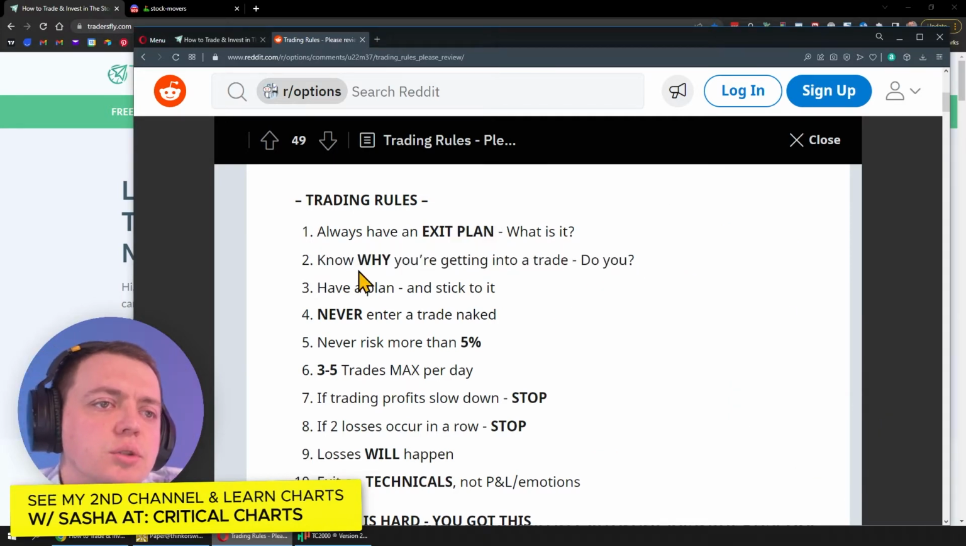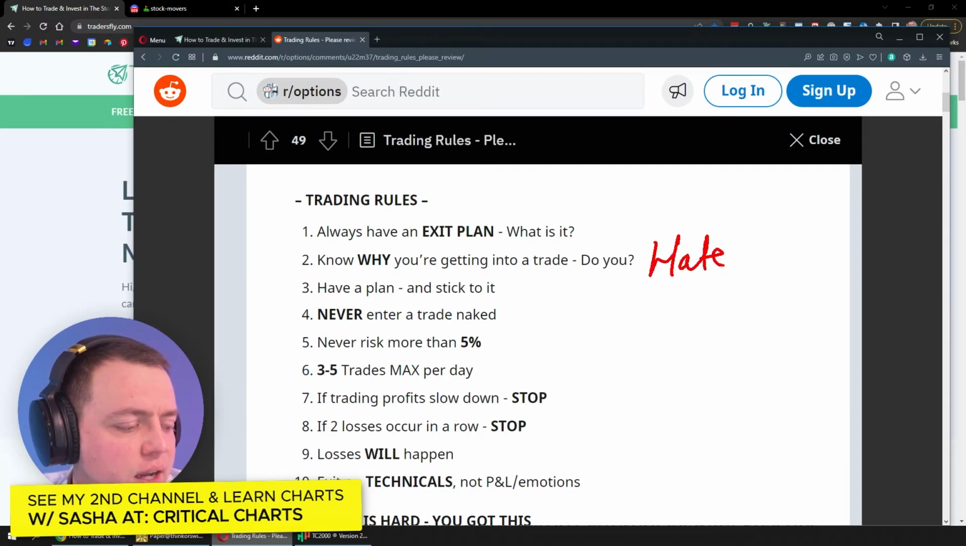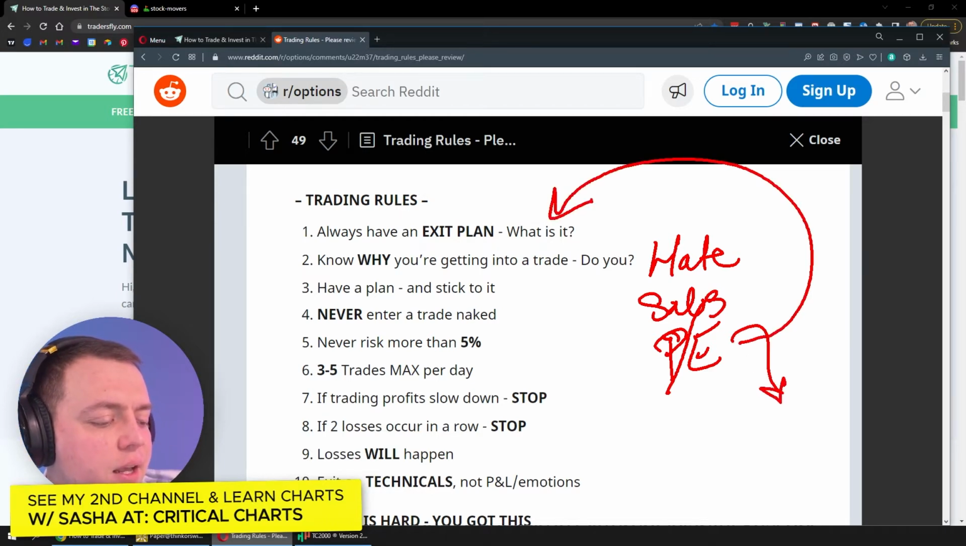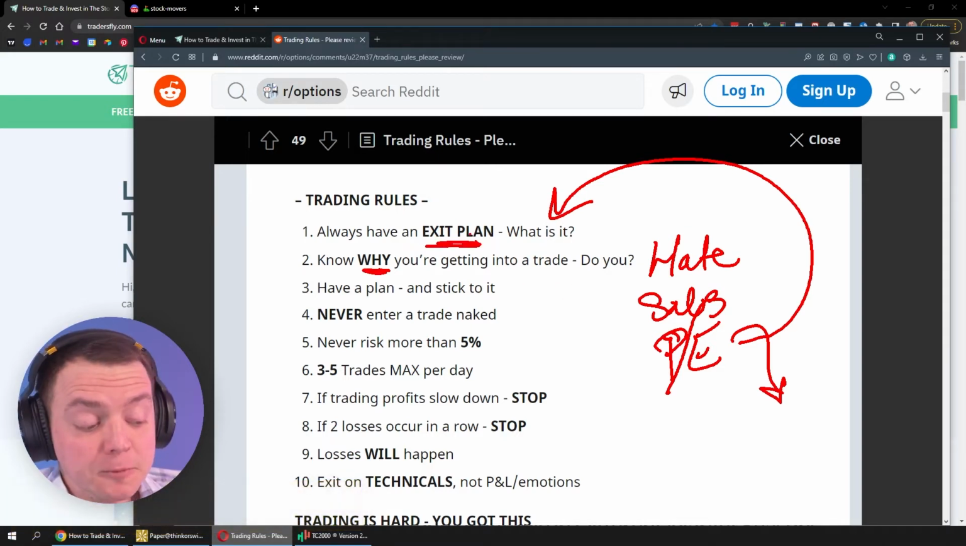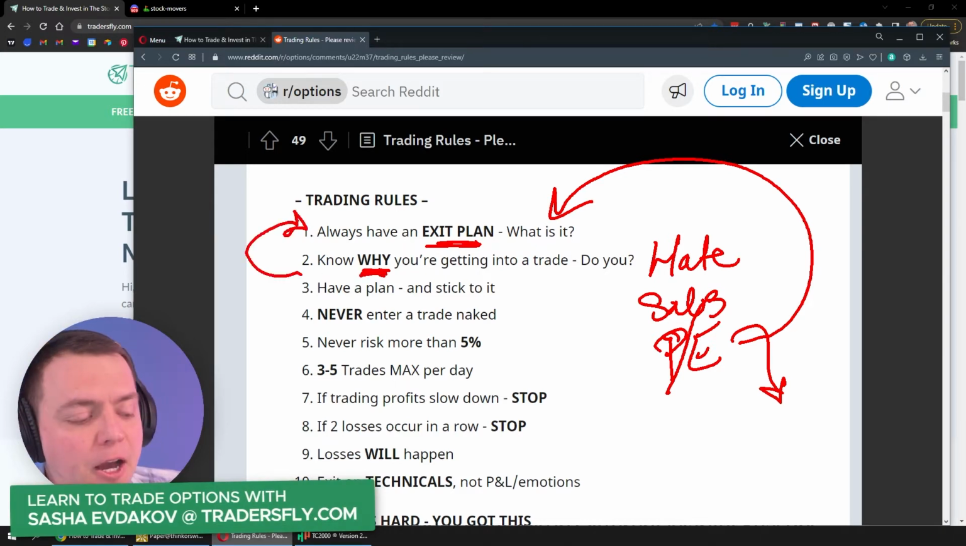Know why you're getting in the trade. Okay, so rule number 2 is kind of interesting. The reason could be, hey, I hate the stock, and that's fine. I could say it's because they have a lot of sales, or because of their PE ratio. There's a lot of reasoning. But if you have the exit plan, does the reasoning really matter? It really doesn't, because if the why does matter, then the why should be tied to your exit plan. Otherwise, you need to tie it to a risk-reward.